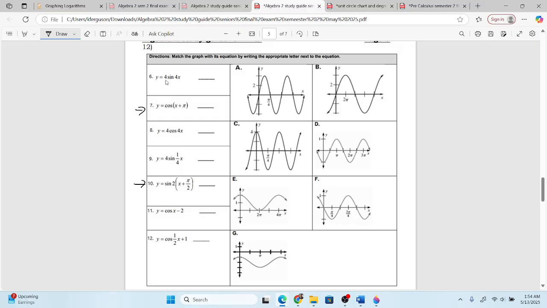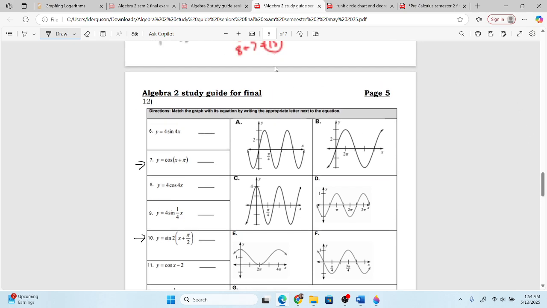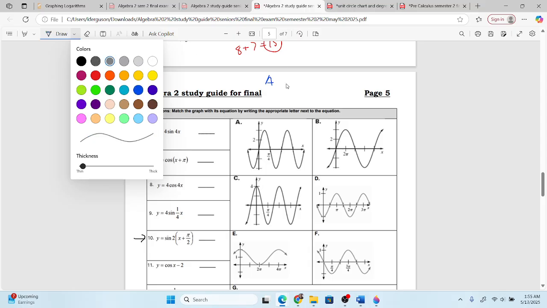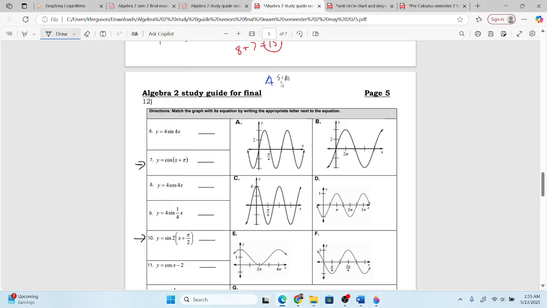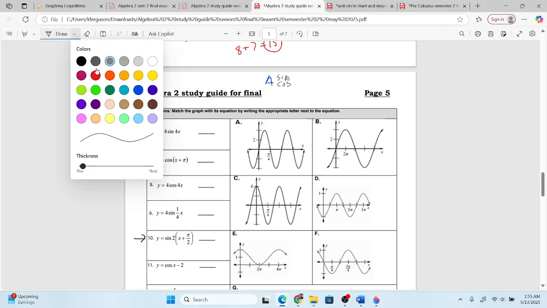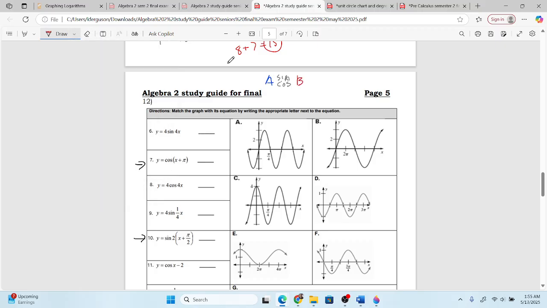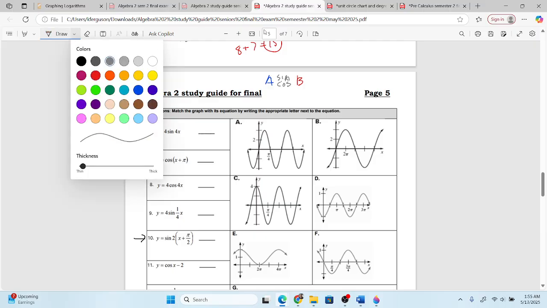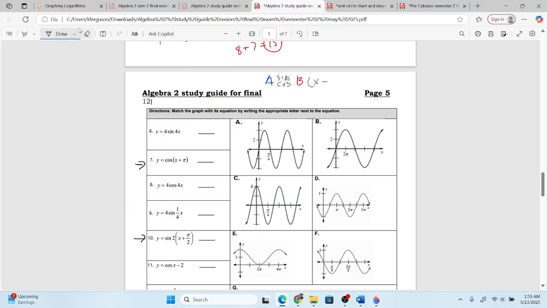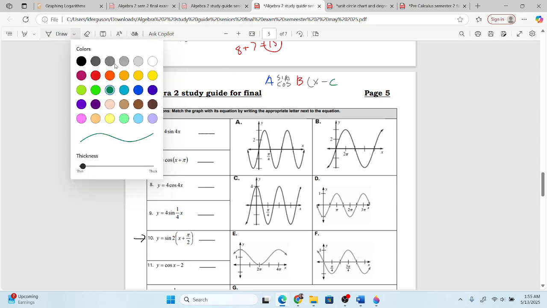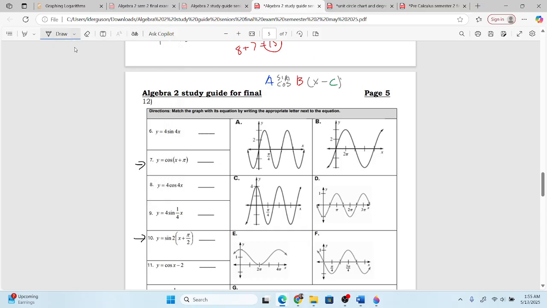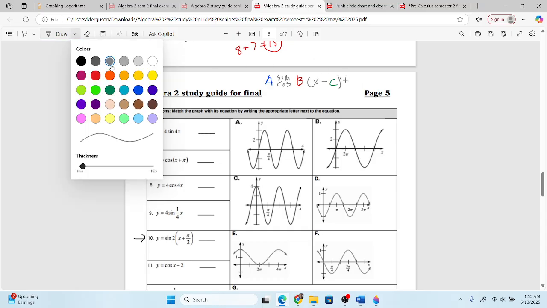So I got y equals 4 sine of 4x. Well, if I think about this thing, I've got a times sine or cosine of b times x minus c plus d.